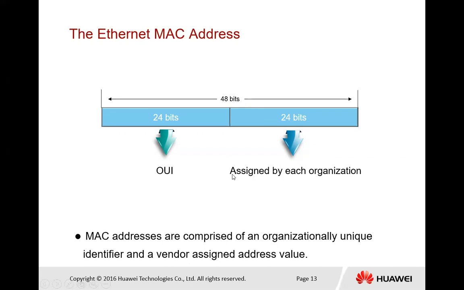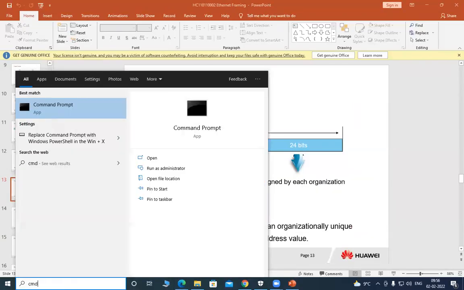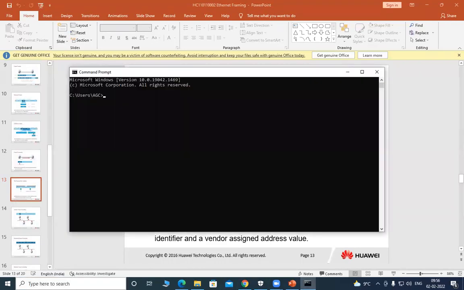And if we want to check our system's MAC address, how will we check? I will explain. I'm just going to open command prompt. There is a command for getting the system's MAC address. The command for that is getmac. You just write getmac and press the enter key. You will get the MAC address for your PC.